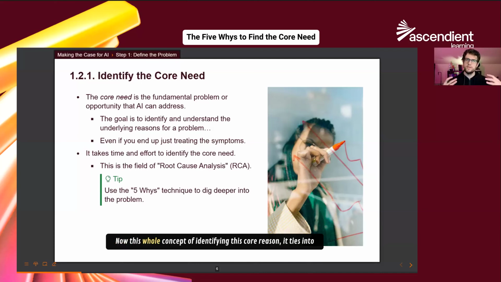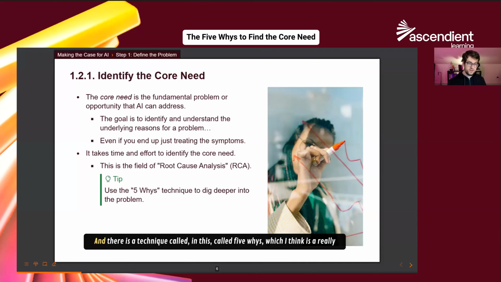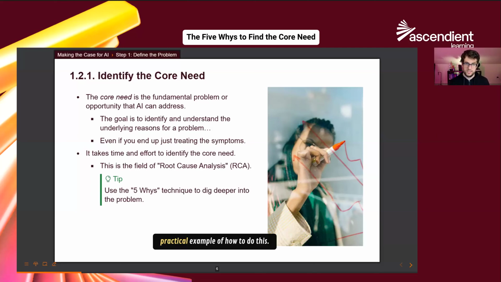Now, this whole concept of identifying this core reason, it ties into root cause analysis as a field. And there is a technique in this called 5 whys, which I think is a really practical example of how to do this. So the 5 whys technique is simply to ask why 5 times.